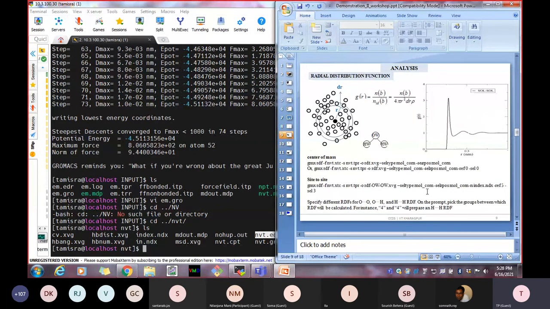So the first analysis that we will perform is mainly determining the structure, the radial distribution function, which is the pair correlation function for the molecules in the system. Essentially, if you have a particle at the center and you want to see the density of the system when the particles are interacting, what is the density around this particle i with respect to what it would have been if the system had a uniform distribution, or in an ideal case.